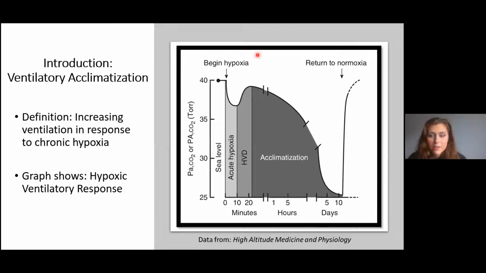you can see on the graph the hypoxic ventilatory response. If we focus in on just this dark gray area, this is the ventilatory acclimatization phase of the hypoxic ventilatory response. And so it demonstrates that as hours to days increase, the partial pressure of carbon dioxide slowly decreases.